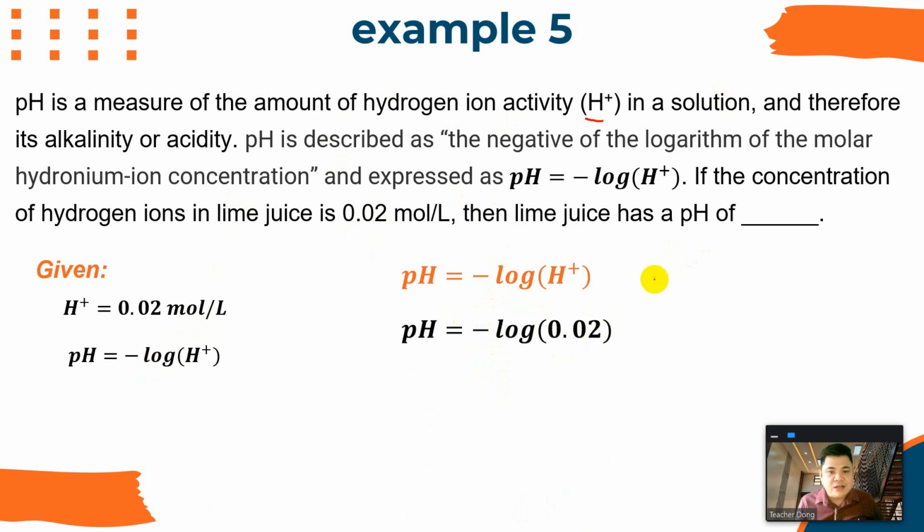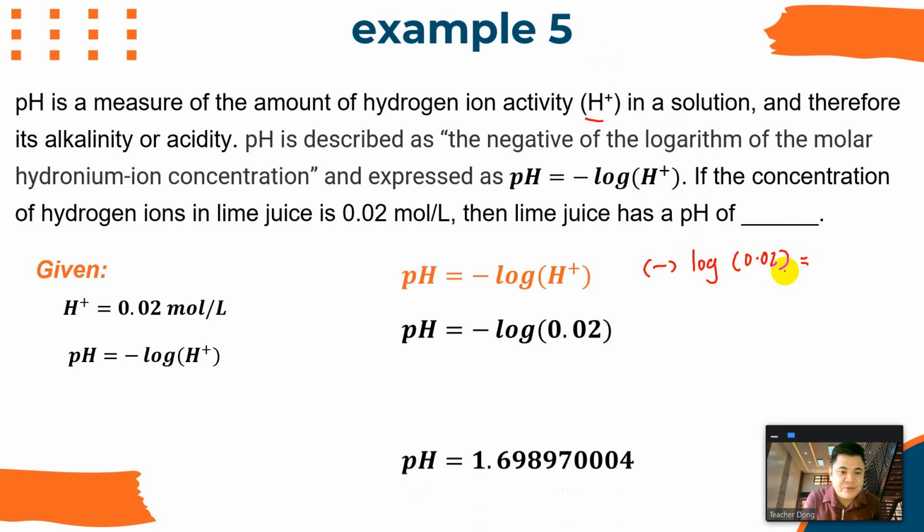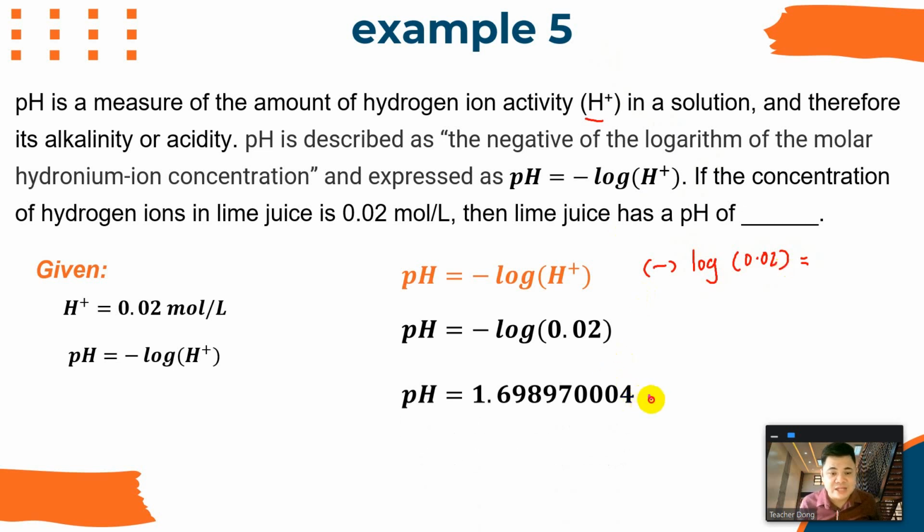So if you have your calculators, this is very easy to solve. Just click on the minus sign or negative sign. And then after that, look for log. Some of the calculators have it as the second function, so you just have to click shift first. For other calculators, it's the main function. So look for log, and then open parenthesis 0.02. Right? And then click the equal sign. And then after that, you will have this answer.